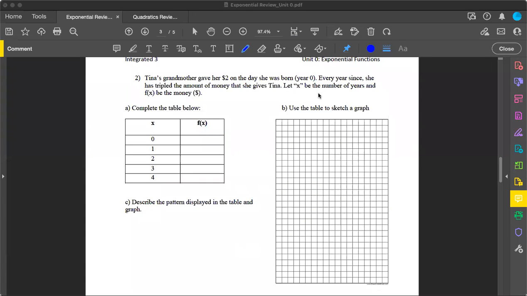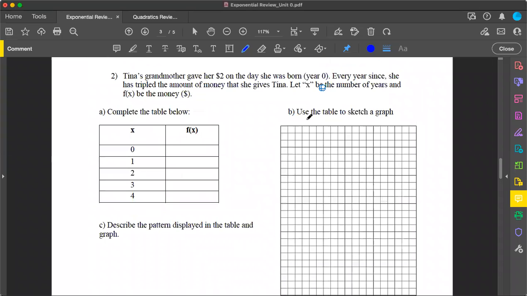Hey, let's just look at a new example. Let's do it. Tina's grandmother gave her $2 on the day she was born, year 0. Interesting way to denote time. Ever since, this is a typo, I didn't make this, ever since she has tripled the amount of money that she gives. Tina, let x be the number of years and f of x be the money. Let's say hopefully it's the amount of money that's just given that year. It's not going to accumulate. Or no, maybe we'll see how this one progresses. I don't want to say too much.